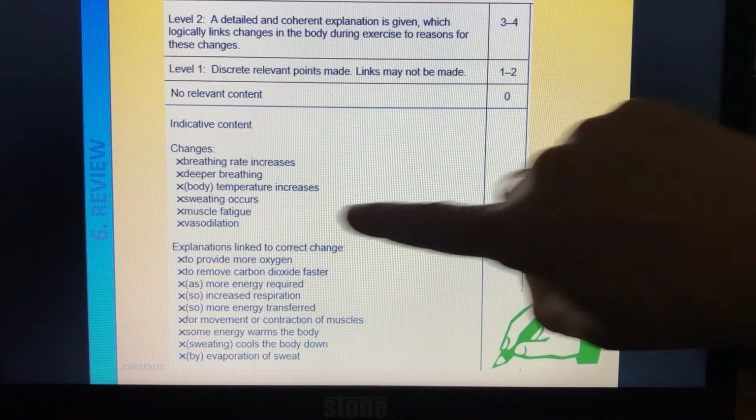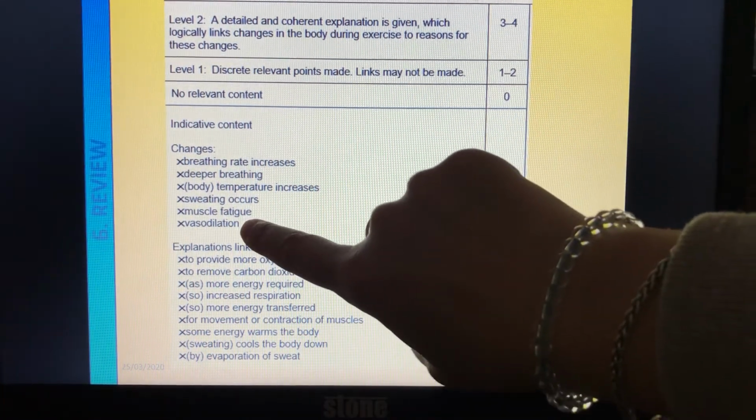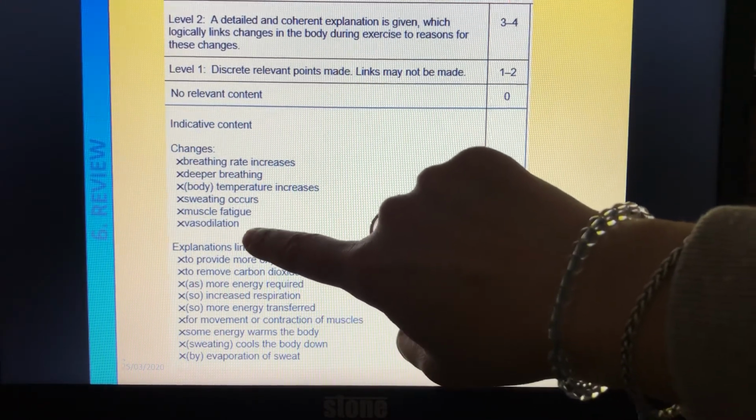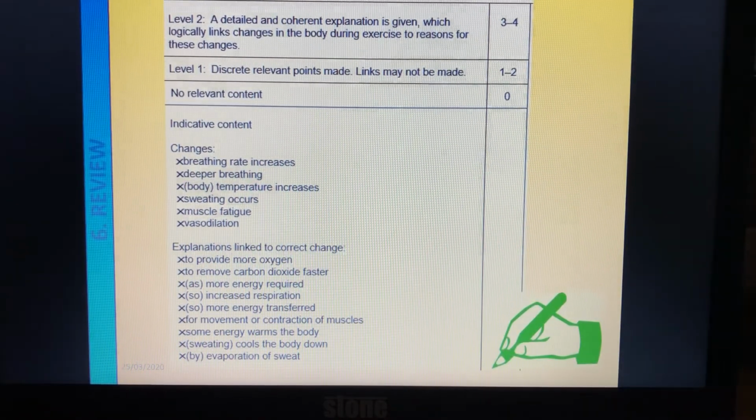We've got this word here, vasodilation. We haven't come across that word yet. We come across that one in year 10. So it's basically to do with blood vessels in hands and feet, becoming wider to allow more blood to flow, which helps to cool us down. But we couldn't have used that one yet because we're not familiar with that.